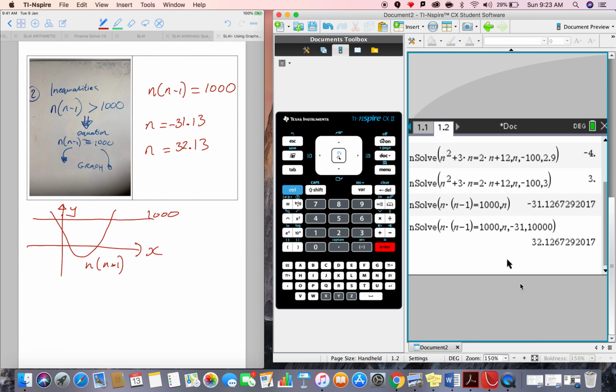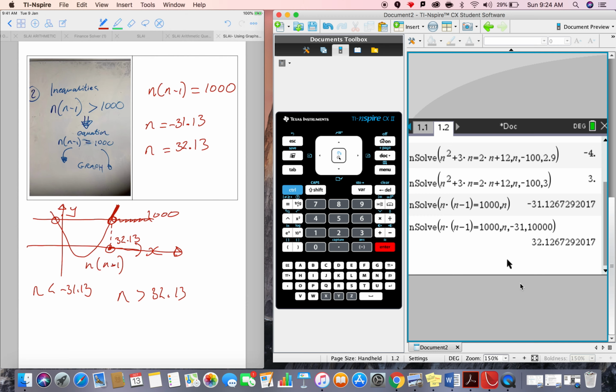So here's the y-axis, here's the x-axis, here's n into n minus 1, and we want to know for which values of n is n into n minus 1 greater than 1000. Well, this value here, this is 32.13. And you can see the quadratic is higher than the 1000 for anything greater than 32.13. So our solution here is n is greater than 32.13. We've also got this here that n is less than negative 31.13.